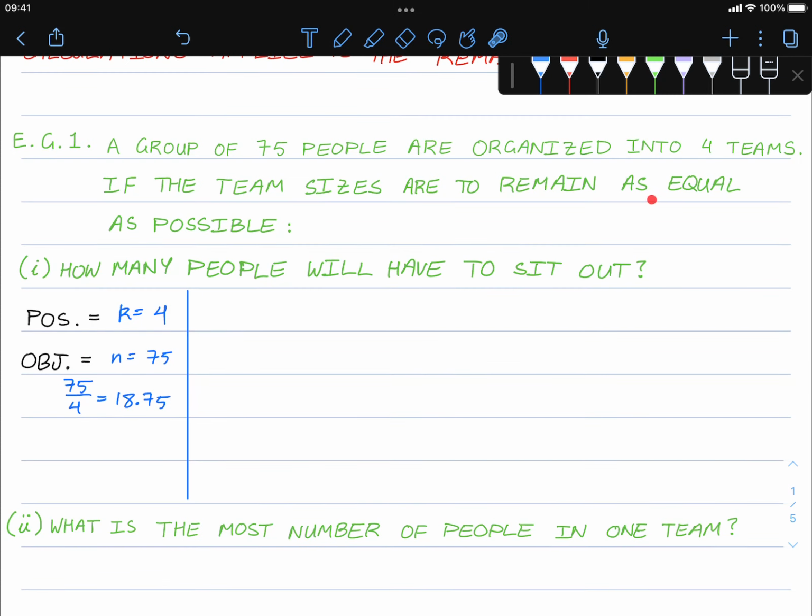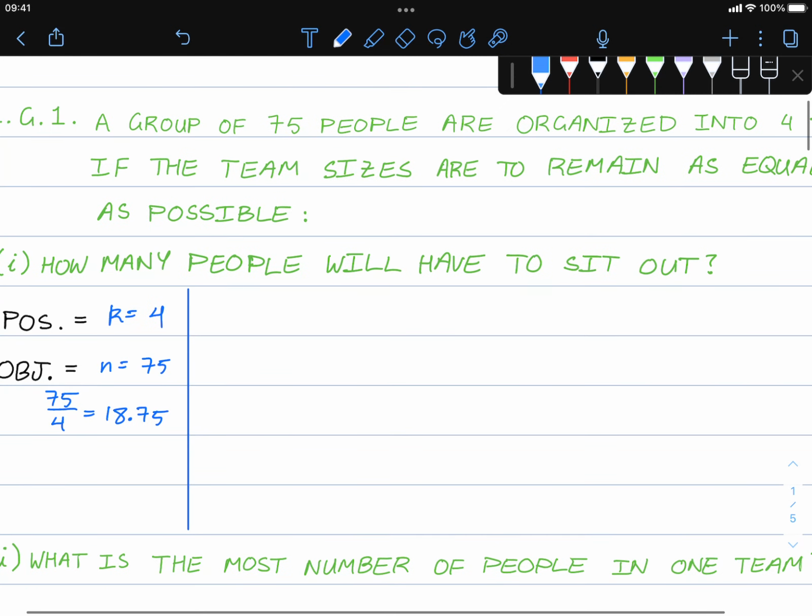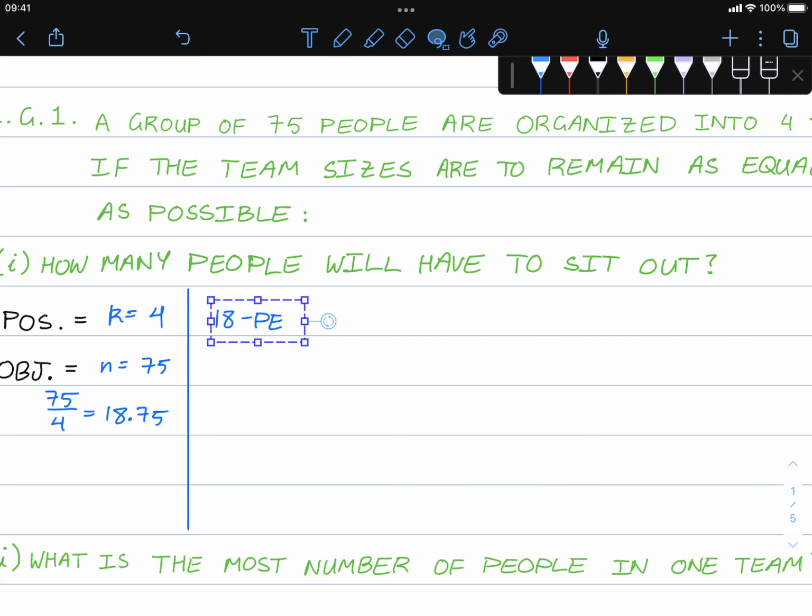Well, if it has to remain as equal as possible, how many people will be on any given team? For this, we're going to have to round down. So in this case, we can say that each team will have at least 18 members.